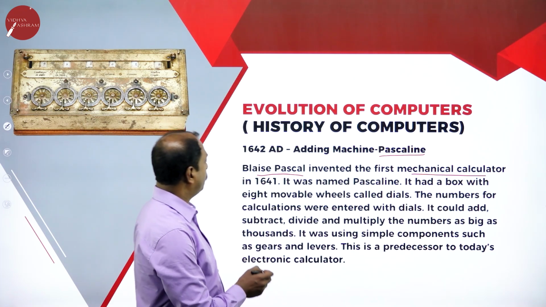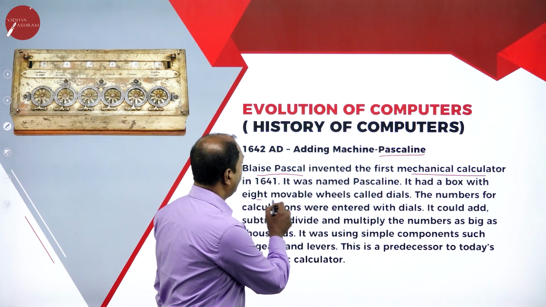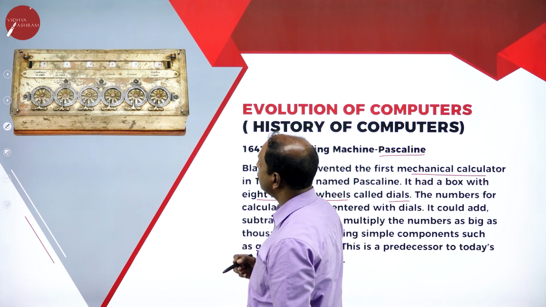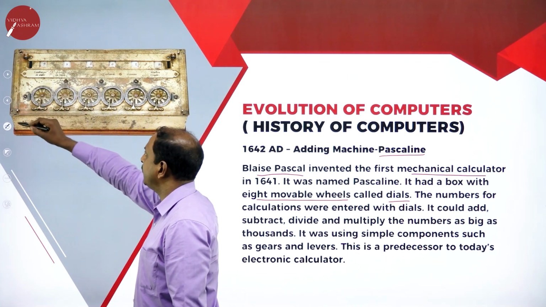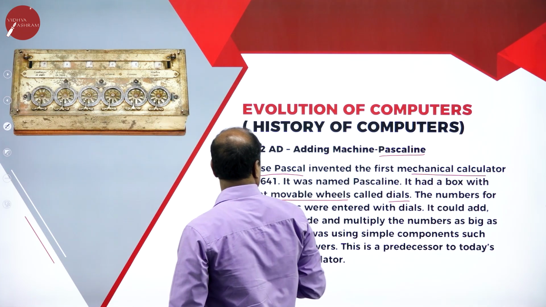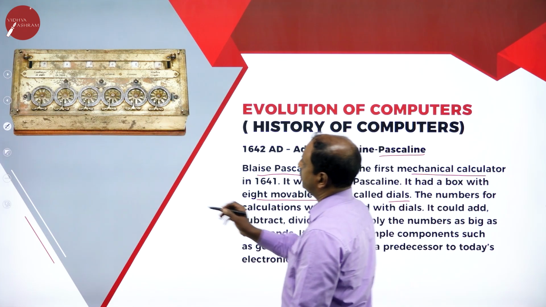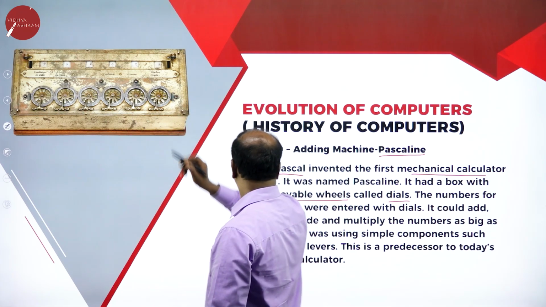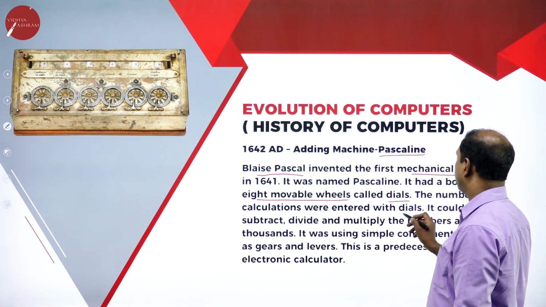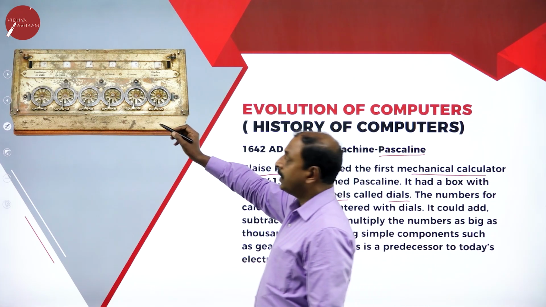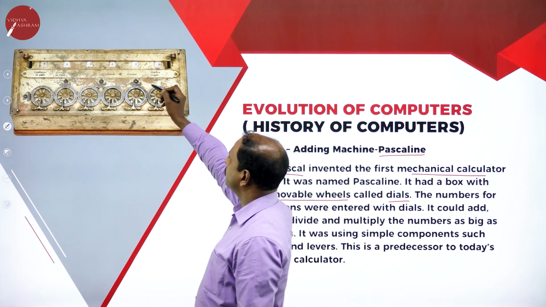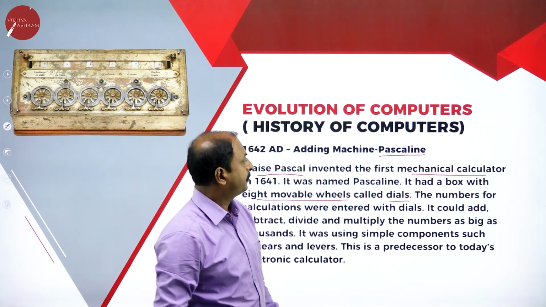It had a box with 8 movable wheels, so-called dials. If you look at the picture here, this is a box. Inside the box, they used to fix dials. These are the dials, and there were 8 movable wheels, and the numbers for calculations were entered with the dials. By turning these dials with the handle, they used to fix the number to be multiplied.